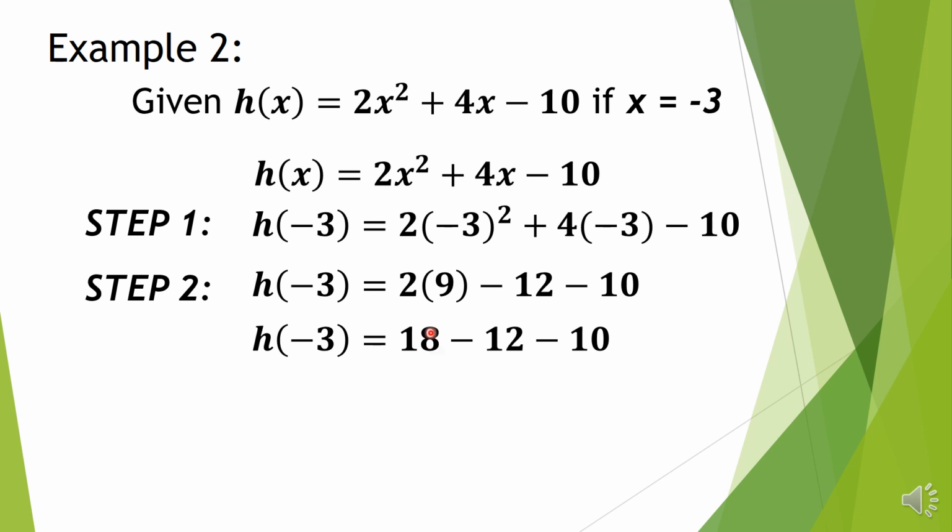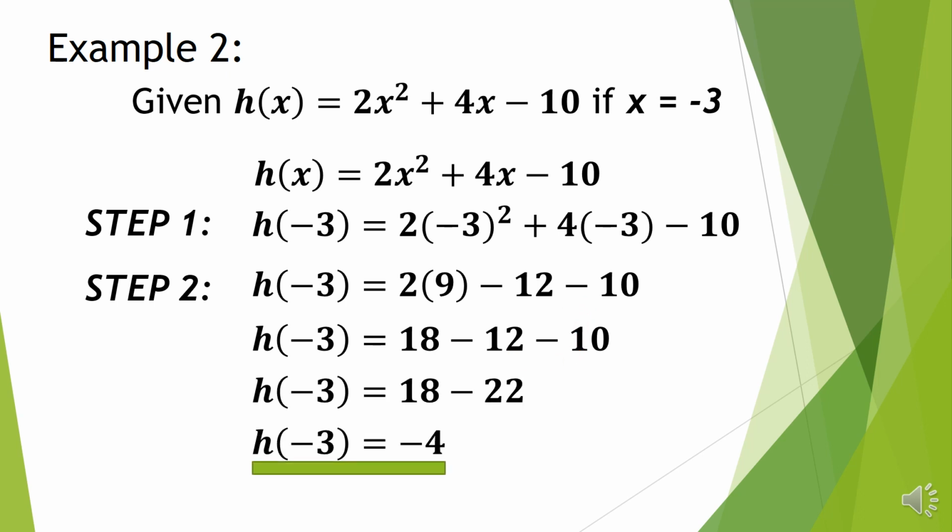Then 2 times 9 is equal to 18. Then negative 12, copy. Negative 10, copy. Then negative 12 plus negative 10 is equal to negative 22. Then 18 minus 22 is negative 4. So h of negative 3 is negative 4.